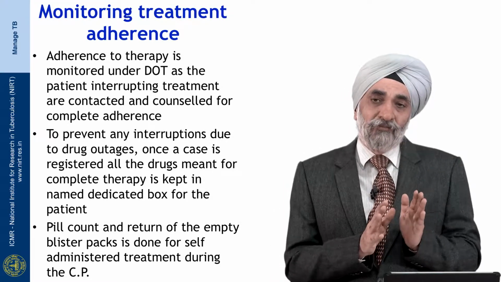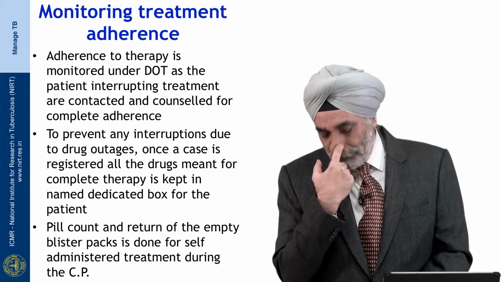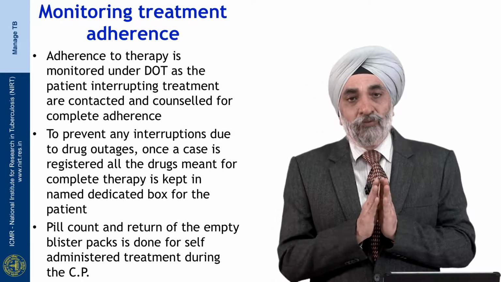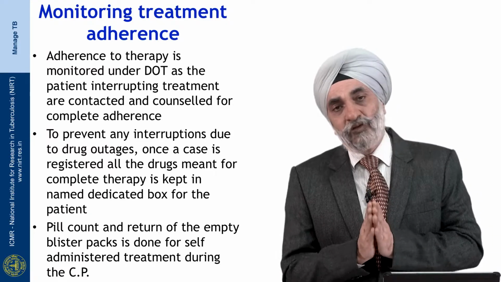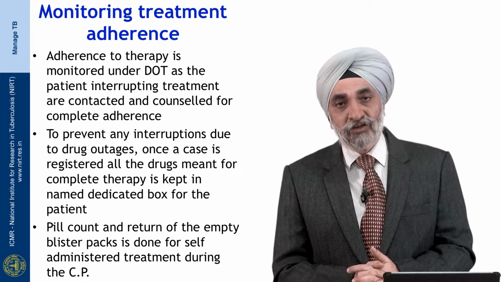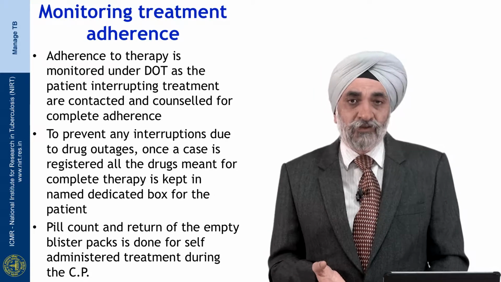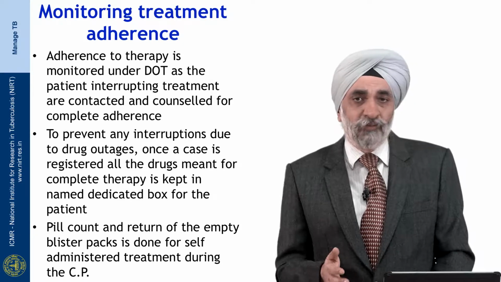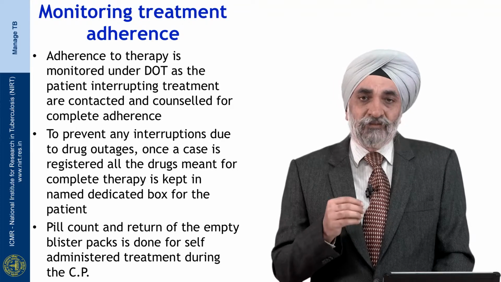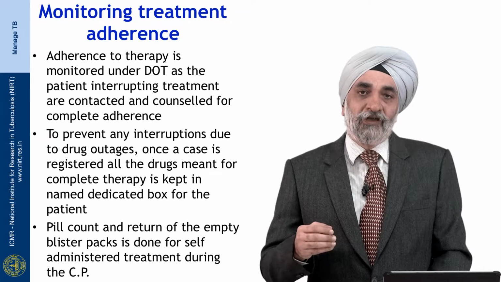So, once you have looked at these entities, how do you equally well look at the treatment adherence? The best way to ensure adherence is for somebody else to take charge of therapy, whether it is through counseling or through direct observation, which may be family based, neighborhood based, or by a health worker. It is very important that the patient is contacted or counseled throughout for complete adherence.